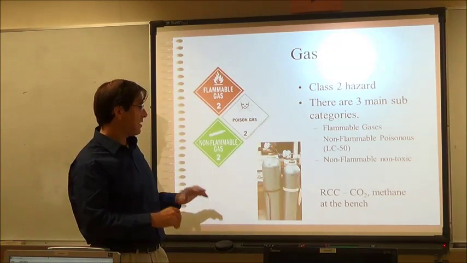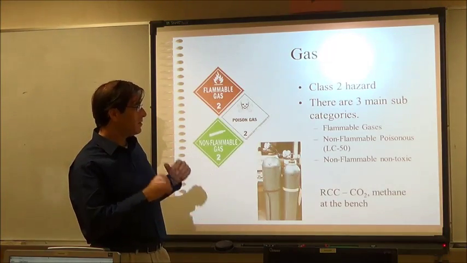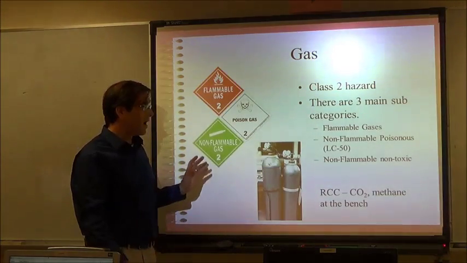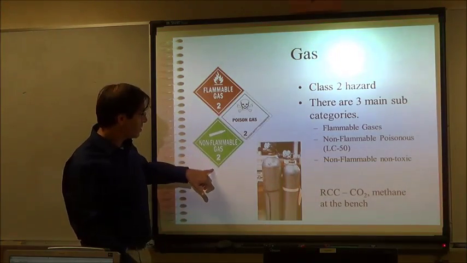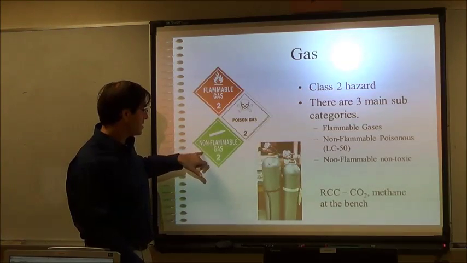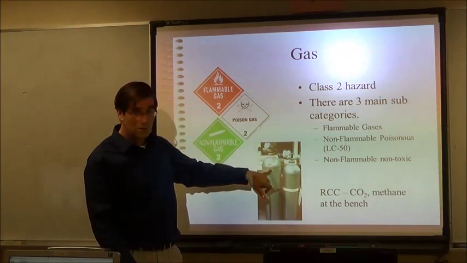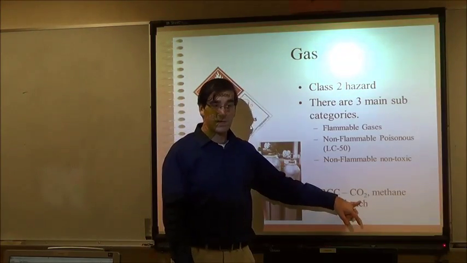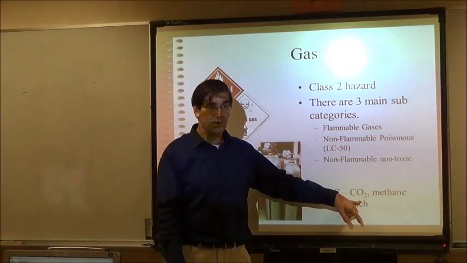So that would indicate a level that you want to keep in mind when you're working with those kind of gases. And then you have your non-flammable, non-toxics, which are indicated by the green label. This is the kind of label that you would find on, say, a CO2 tank. Now, the types of gases we use here at RCC are things like CO2. You'll find them up in the tissue culture room.